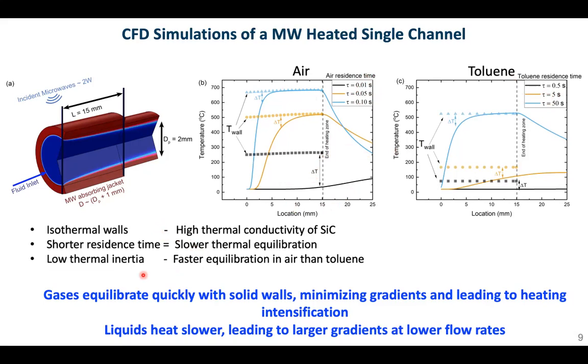Also, for gases, they have low thermal inertia, and therefore they equilibrate faster with the solid walls compared to liquid phase, for instance, toluene, and thereby they minimize temperature gradients. One significant finding that we have is that since we're using silicon carbide as our wall, we find that the wall temperatures are nearly isothermal, and that's because silicon carbide can rapidly dissipate heat throughout its own volume.